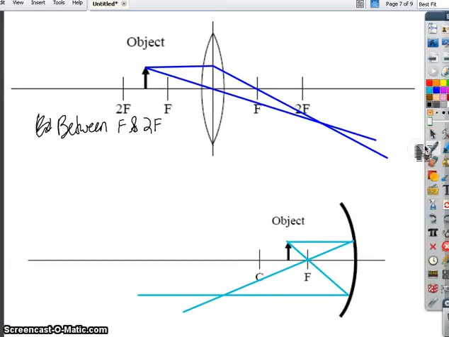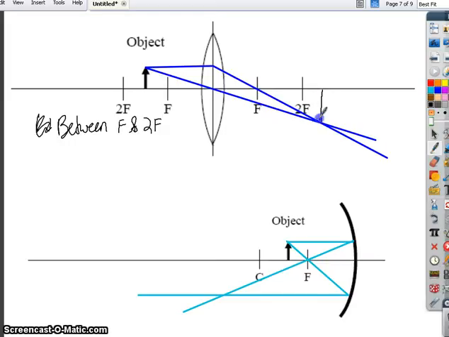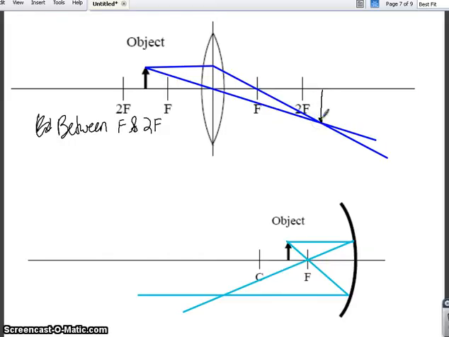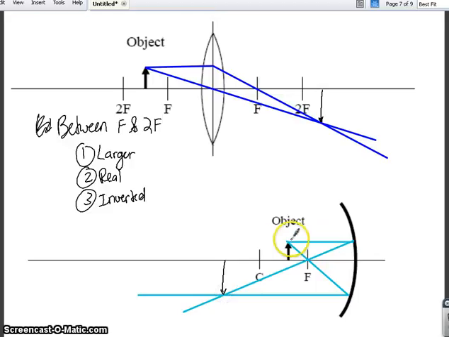And as you can see here, our image is going to be right here. So if it's between F and 2F, the image is going to be larger, real, and inverted. Just like with our mirror, if it's between C and F, the image is going to be larger, real, and inverted, just on the opposite side. So once again, if you know mirrors, you know lenses. I'm just going to keep saying that over and over again.